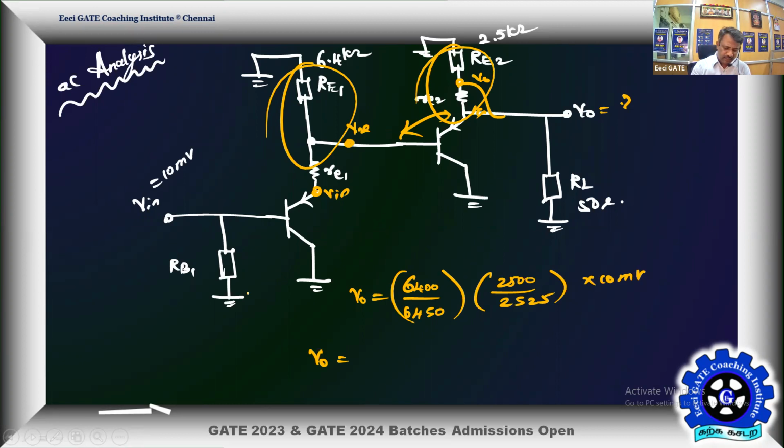6400 divided by 6450. In fact, in the examination, you can cancel one digit. Then into 2500 divided by 2525, into 10. That will be your answer. So it is going to be 9.8242 millivolts. Up to how many decimal places? We'll check.